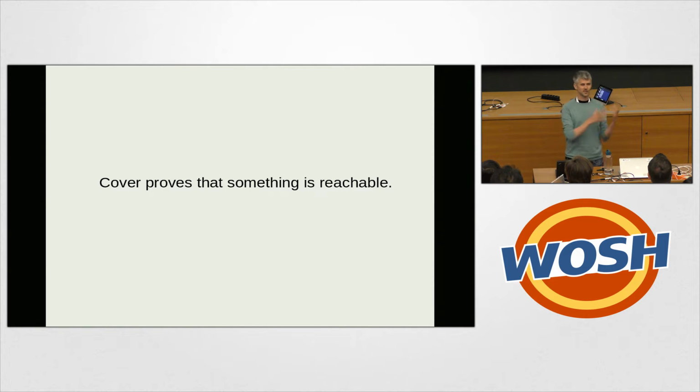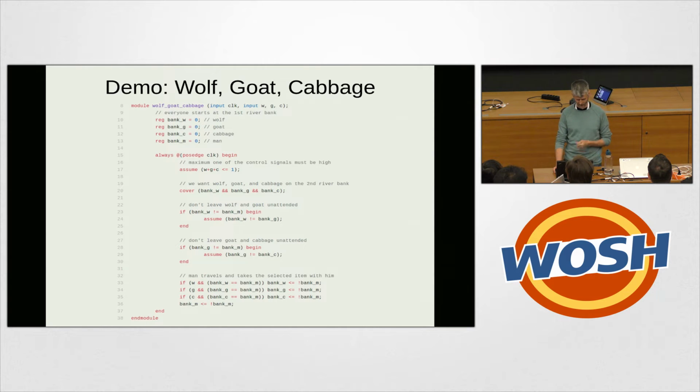So in this example, we're asking the solver to find a solution for something. So one way to think about that is to think that the solver is proving that something is doable. So in terms of digital design, we can use this special keyword called cover to prove that something is reachable, that some state is possible.